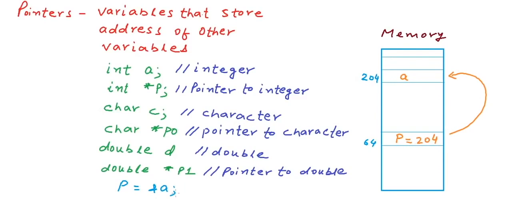And using P, we can also get the value of A. So let's say if A is 8 and we use a star operator in front of P, then this star P gives us 8, which is the value of A. If we try to print star P, it gives us 8. Let us now try to see some of these in real code.